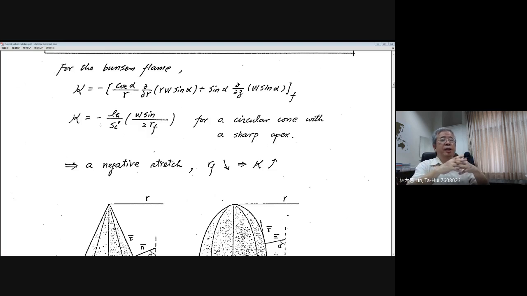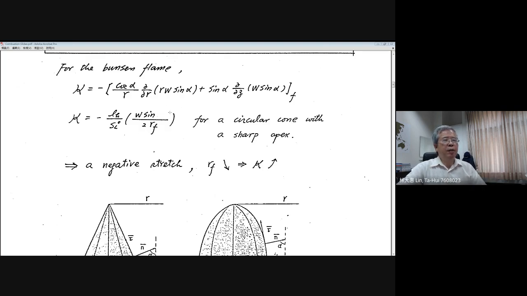That means it's a stretch. Stretch means the Karlovitz number is positive. But in this case, since the flame is under compression, the Karlovitz number will be a negative value. This is a minus sign here. Then L_H, the preheat zone thickness, divided by the adiabatic flame speed, this is for non-dimensionalization. And by substituting the flow velocity function into this bracket, you will get W. W means the actual velocity of your given flow.